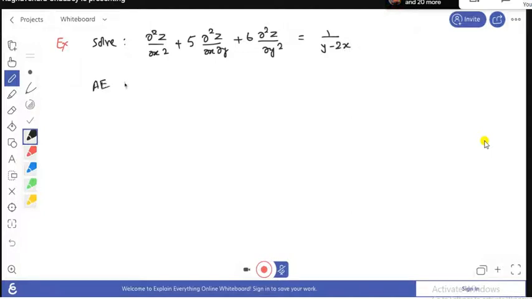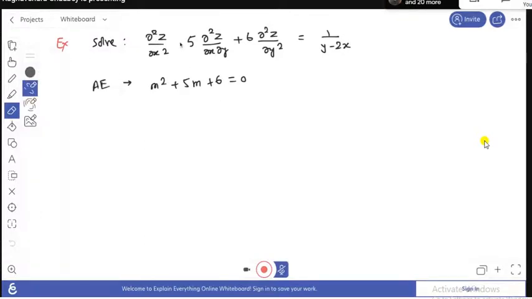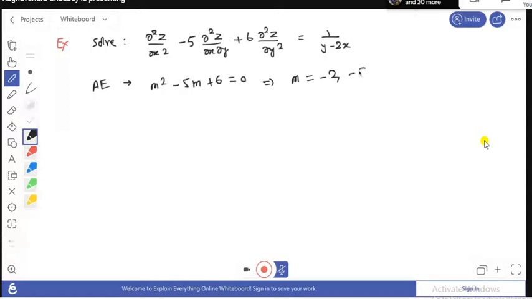what is the auxiliary equation? So the auxiliary equation is m square plus 5m plus 6 equals 0. Okay. So I think the sign is something wrong here. So here we take minus sign. So 6 is 3 times 2. Okay. So here m equals minus 2 and minus 3. Okay, so what is your complementary function? You can write directly phi 1 of y minus 2x and phi 2 of y minus 3x. This is your complementary function.